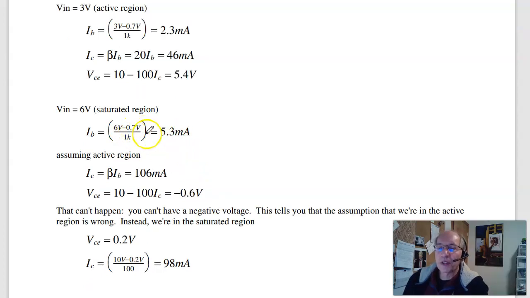And at 6 volts, if I assume active, I have 5.3 milliamps at IB. IC will be beta IB, 106 milliamps. That doesn't work because again, VCE is negative. Negative voltage tells you that it actually saturates. VCE can't go negative. If it did, it'd produce energy. And it can't even quite get to 0. So we assume it's like 0.2. Close to 0, but not quite.